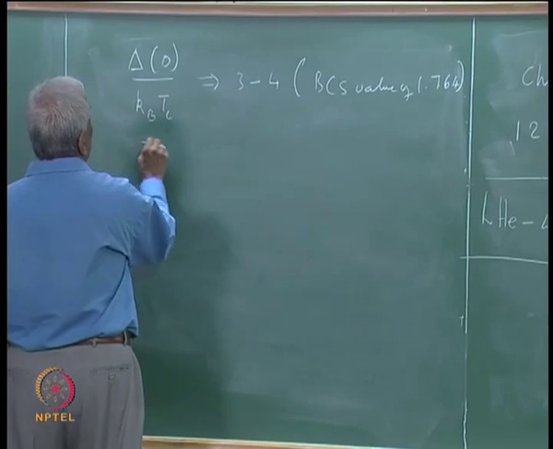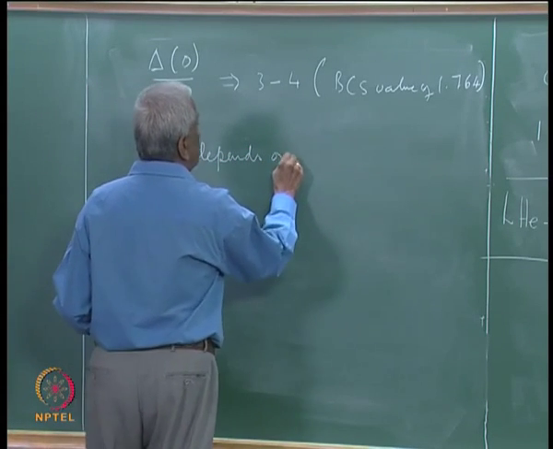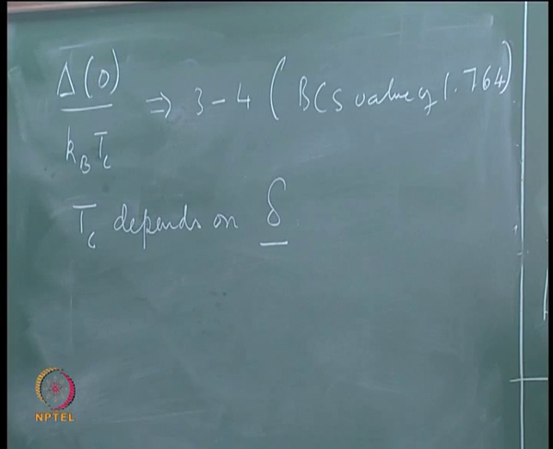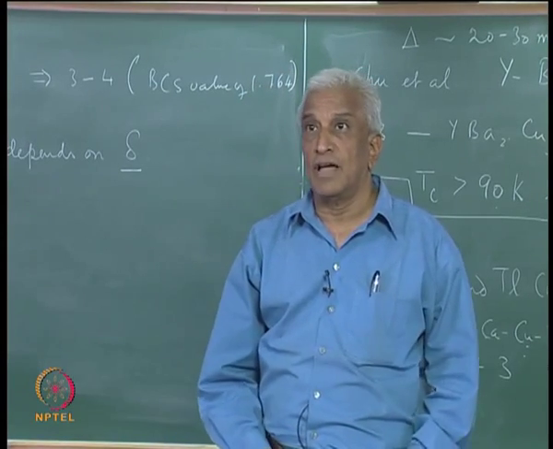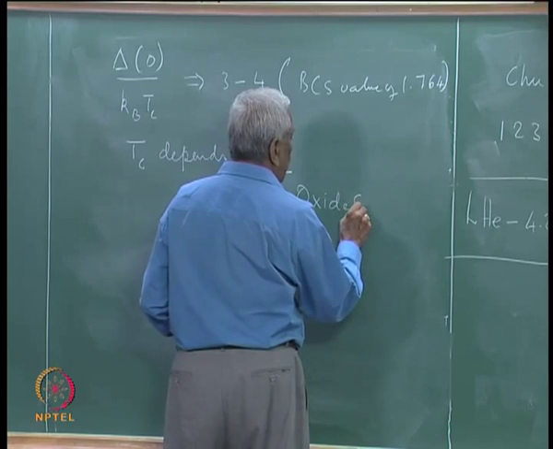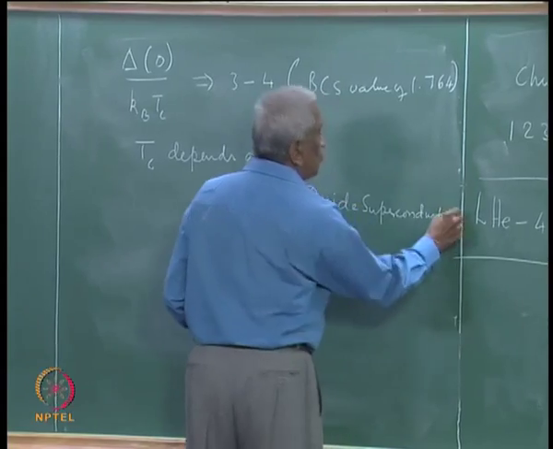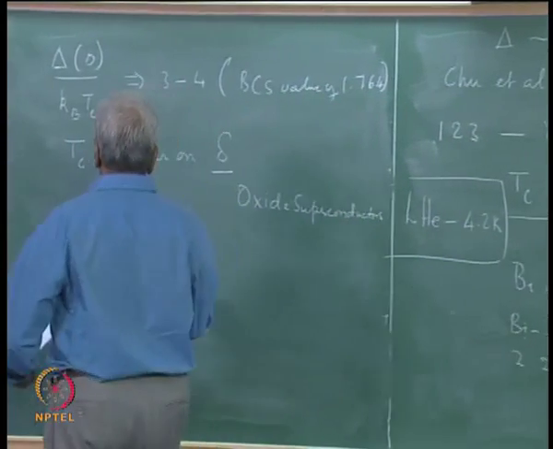Now, Tc depends on the oxygen deficiency parameter delta very critically. These are some of the factors which have to be understood in order to understand the mechanism of superconductivity in these compounds. The crystal structure, for example, in these compounds, most of these are all oxide superconductors, not metallic superconductors. They crystallize in a modified perovskite structure.